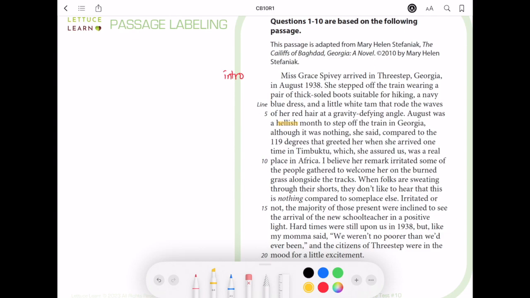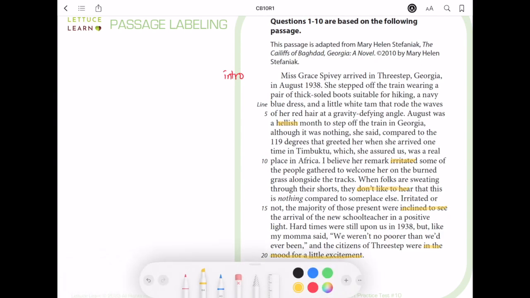We can also see irritated. You can see they don't like to hear. You can also see inclined to see. And finally, I can also see something like in the mood for a little excitement. So, it looks like this paragraph is an introduction plus some descriptions about the people. We don't know what kind of people, and frankly, we don't care.